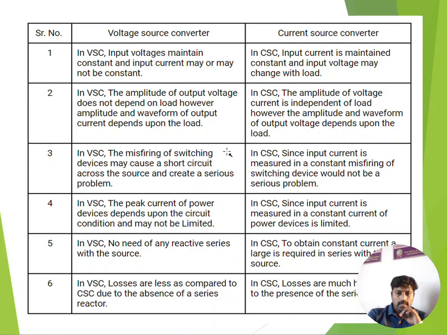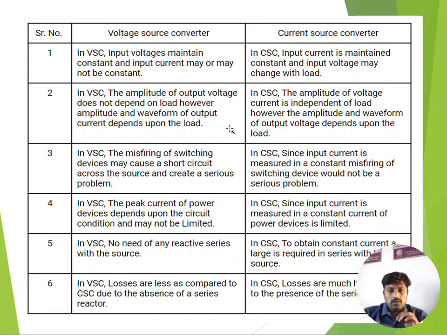Okay, so these are the key differences between the voltage source converter and current source converter. In the voltage source converter, the input voltage is maintained constant and input current may or may not be constant. In the current source converter, the input current is constant. The voltage may or may not be constant. This is the major difference, the first point of consideration.